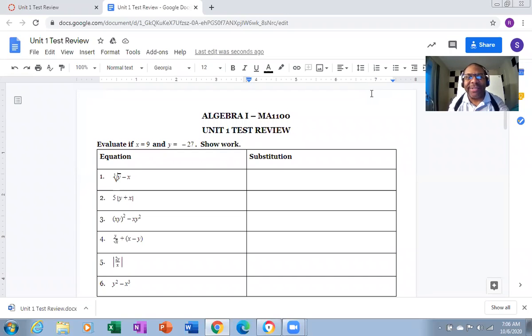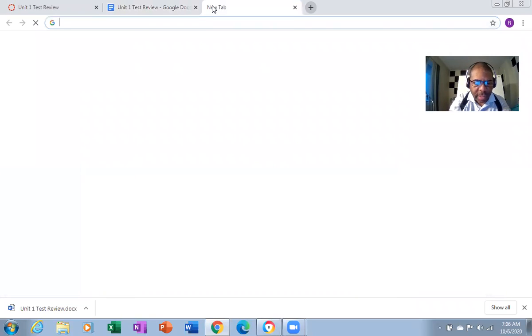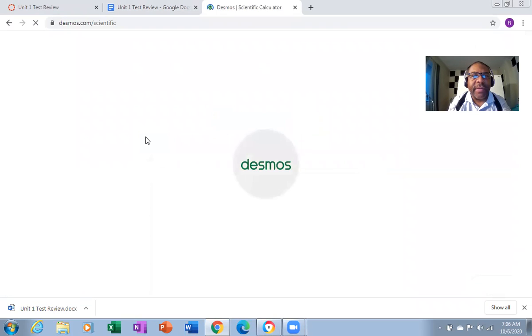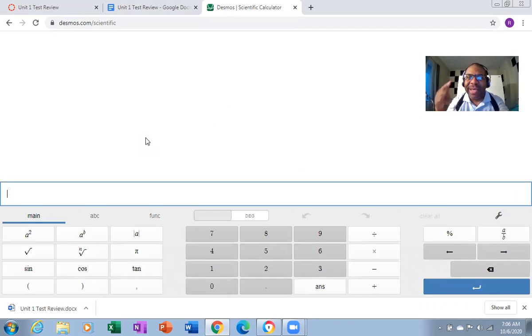Unit 1 test review. I'm doing it in Google Docs. I'm also going to pull up Desmos, desmos.com. I like the scientific calculator. I think that's the calculator of choice. Yeah, that baby. That's the one right there.